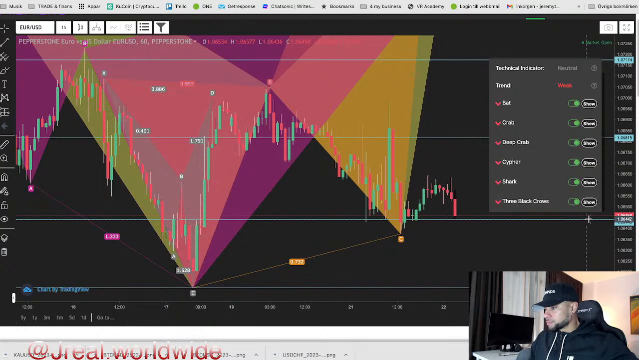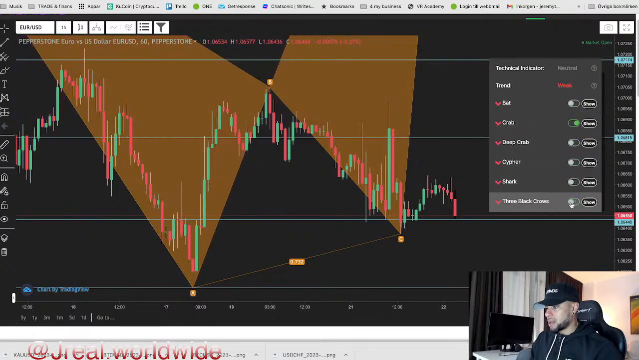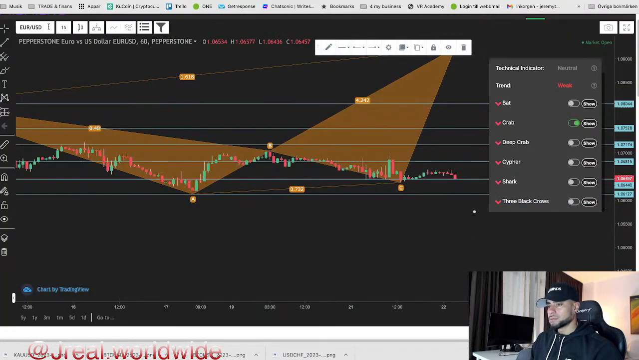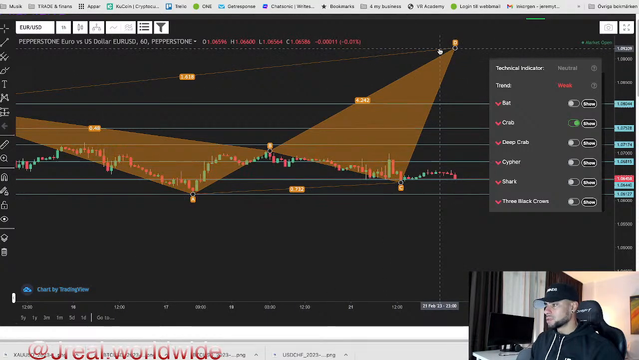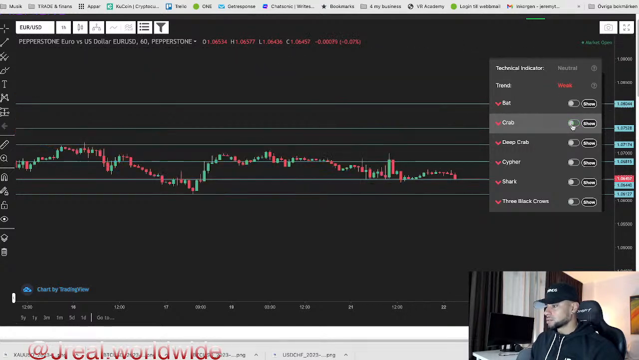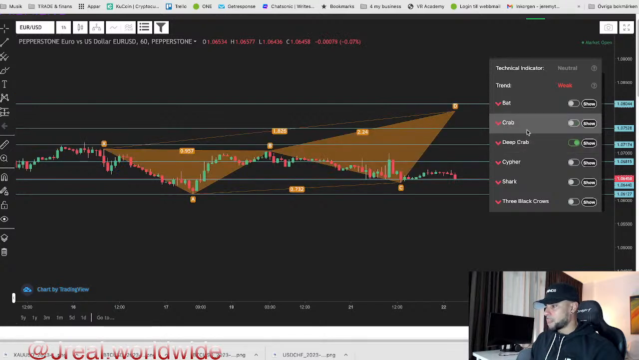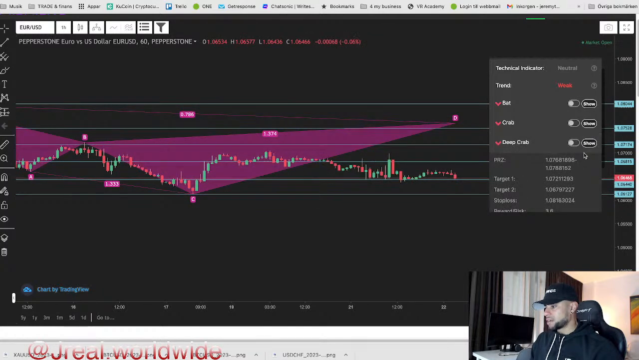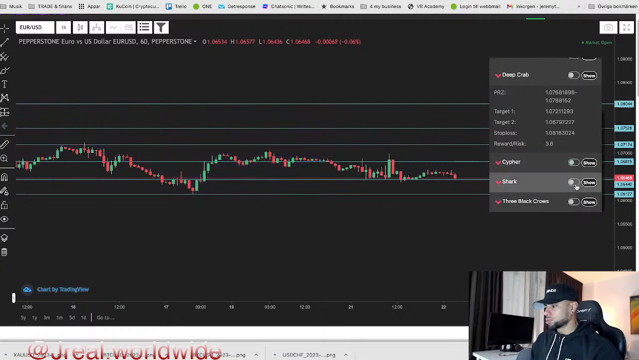All right, so let's start with the crab pattern. Oh, sorry. Let's remove all of these and just have the crab pattern. The crab pattern is looking for a sell from 1.092. We got a way to go before we're there. This one is more interesting. Here we have two patterns confluent, almost confluent.